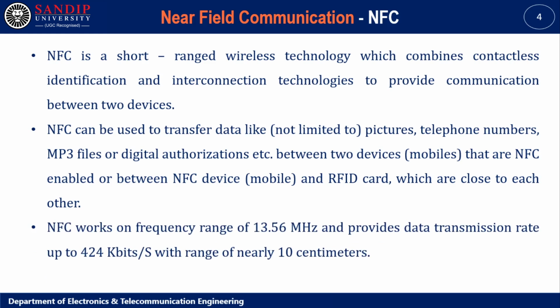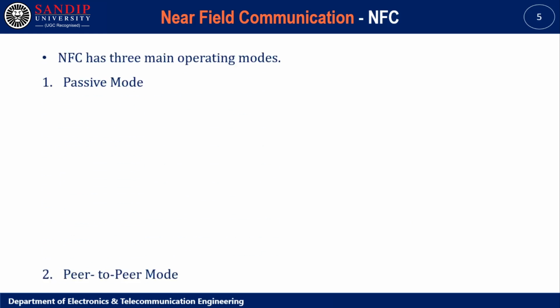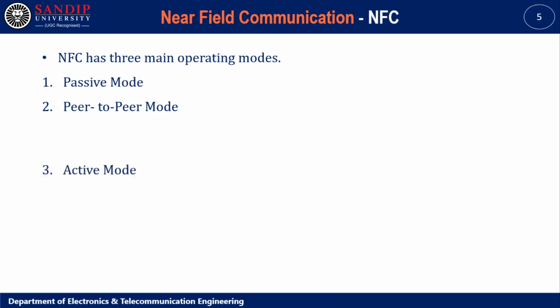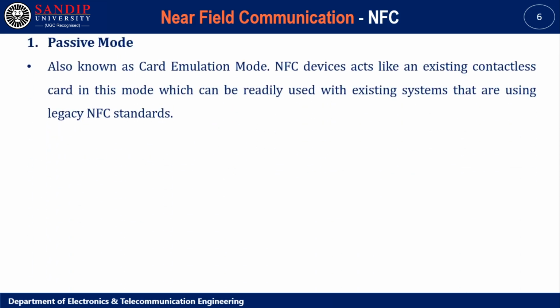NFC works on a frequency range of 13.56 MHz and provides a data transmission rate up to 424 kilobits per second with a range of nearly 10 centimeters. NFC has three main operating modes: passive mode, peer-to-peer mode, and active mode. Passive mode first, also known as card emulation mode.